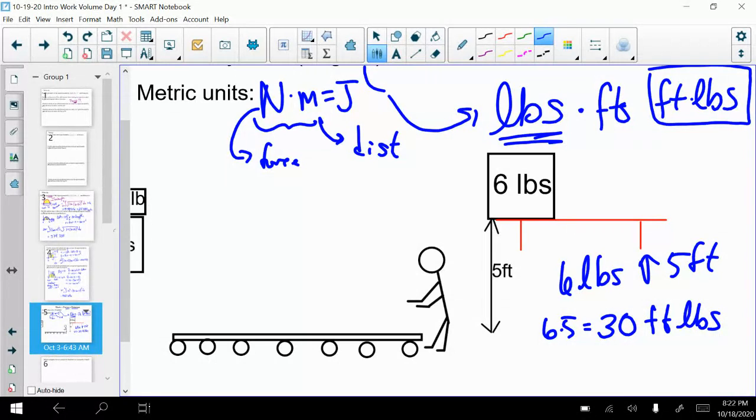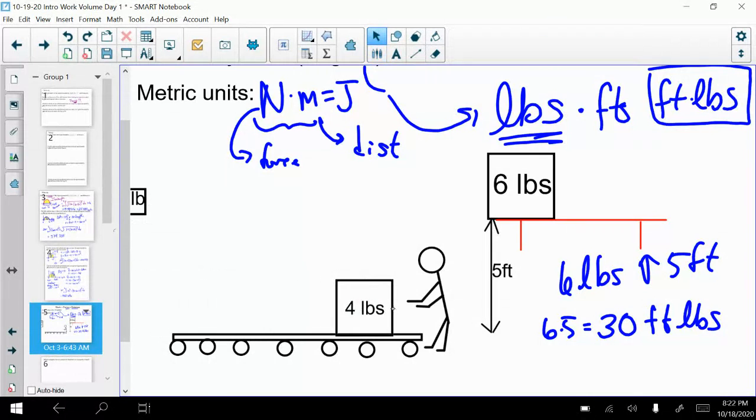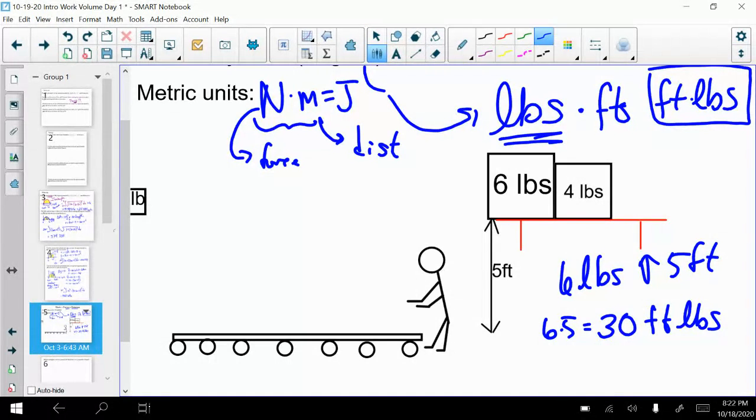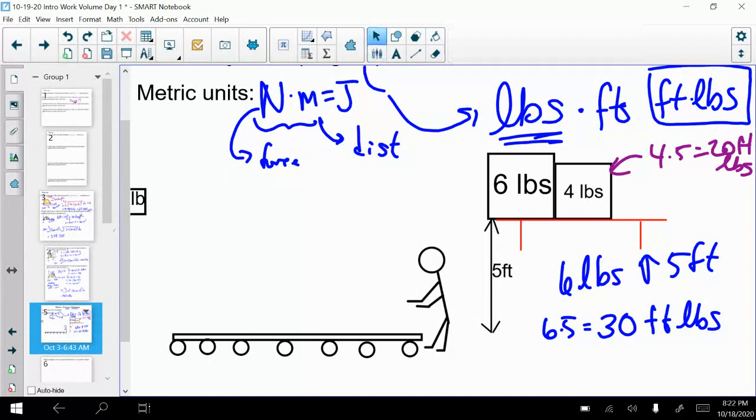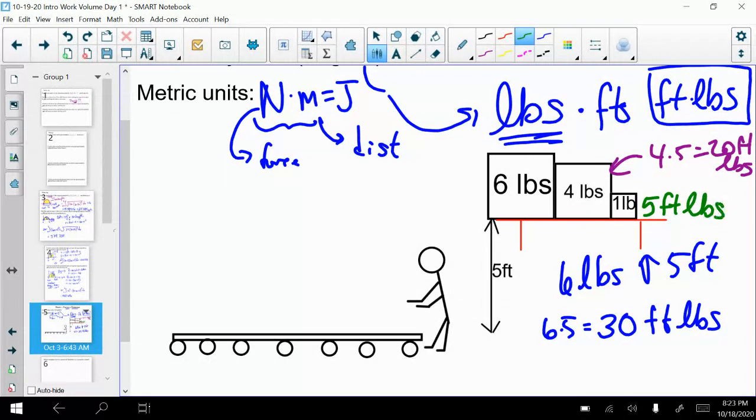Okay. And then, of course, we can think of it in all these other ones. This little one comes down 4 pounds. If I set that up 5 feet, then that one is going to take 4 times 5, or 20 foot-pounds. Okay, and then I think I had one more example. So if I move my 1 little pound up 5 feet, then that is, of course, 5 foot-pounds, because I moved 1 pound 5 feet.